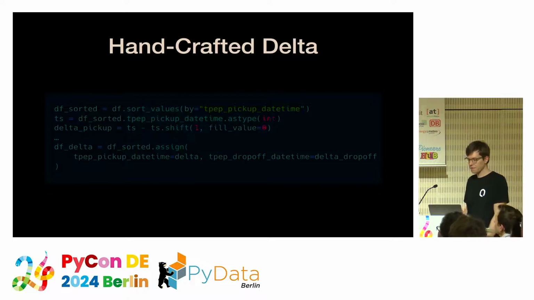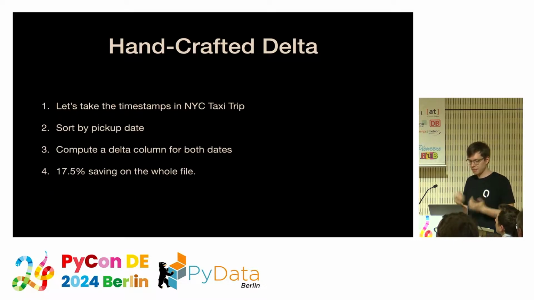For delta encoding, I just wrote something up where I took the datetime columns, sorted after them, and computed a delta for these two columns in your taxi data set. And that actually helped me compress my file by 17.5%, which is a huge saving because it's on the whole file, not on the column. Which also means if you have date times or something that's increasing, delta encoding is really worthwhile.